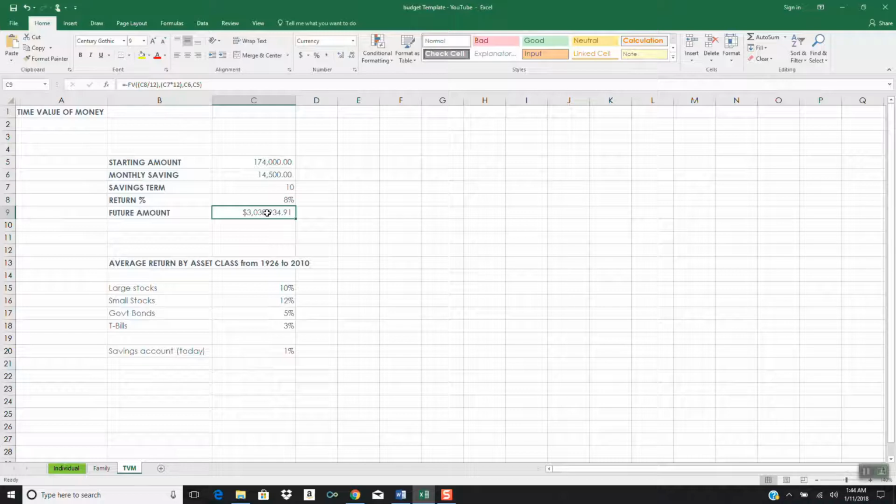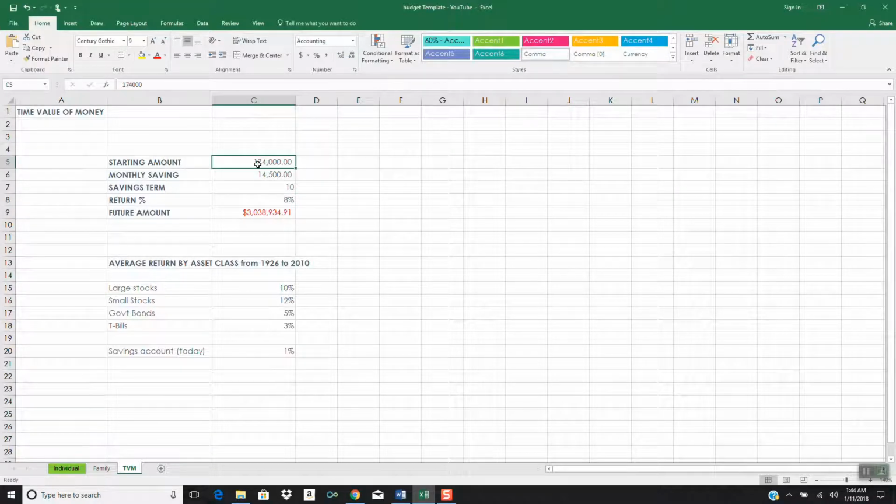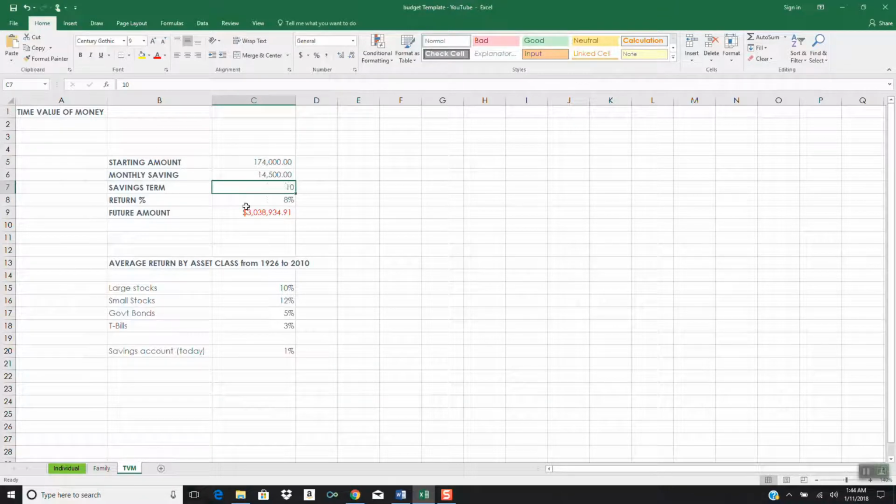Okay. Now, what you immediately begin to see is how this thing works, right? If a family can start off in year one by saving $174,000, and then every month after that they're adding $14,500 to that, and they do this for 10 years, and in that 10 years they earn 8% per year on their money, then at the end of that 10-year period, this family will have $3 million. Now, that isn't a typo, and that isn't some magical number that I just pulled out of the air.